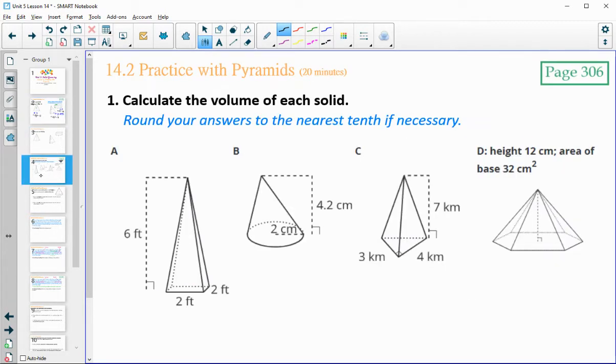So let's take a look at these 4 solids, and let's calculate the volume of each one and then round your answers to the nearest 10th. So remember, all of these go up to a point. So these are all pyramids or cones. So the volume formula is 1/3 area of the base times the height, which again is also area of the base times the height divided by 3. Okay, whichever one you prefer. Go ahead, calculate each volume, then come back to the video.